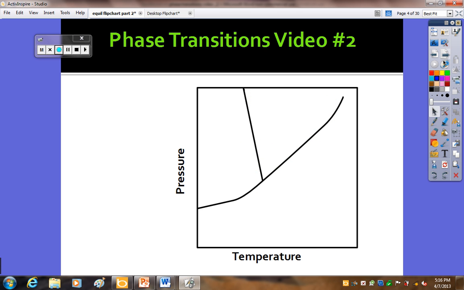Now we have talked about what happens when we're at specific points on the line. Are we going to be a solid, a liquid, or a gas? But what happens if we are directly on the line and we're not moving? So we're here, but we're not changing from one state of matter to the next. We are directly on the line and we're staying on the line. What happens there?